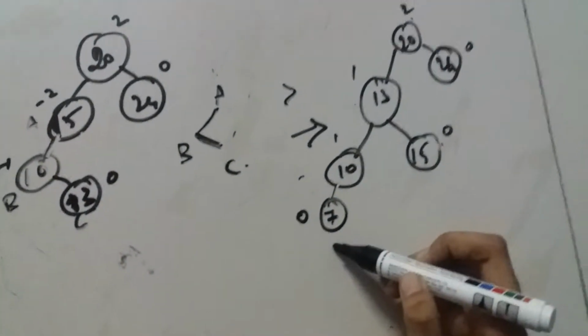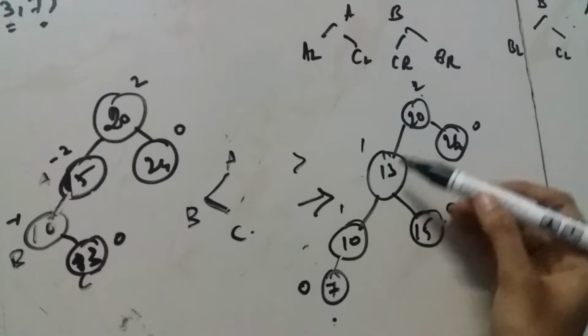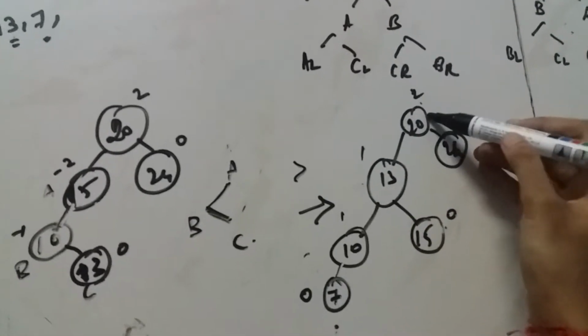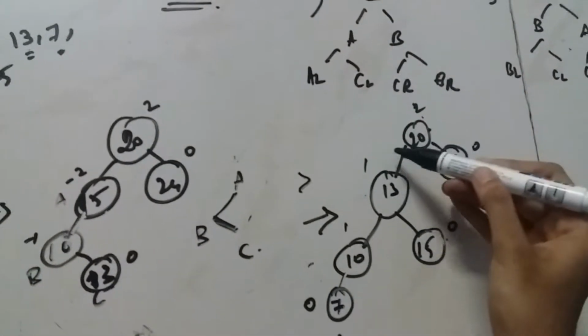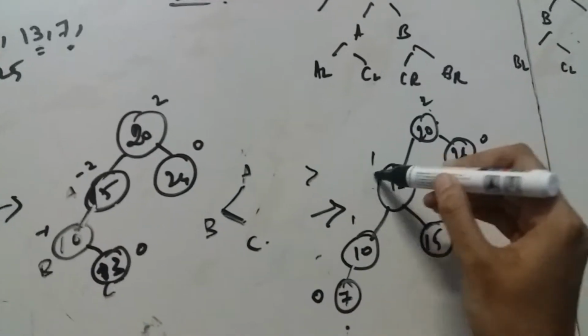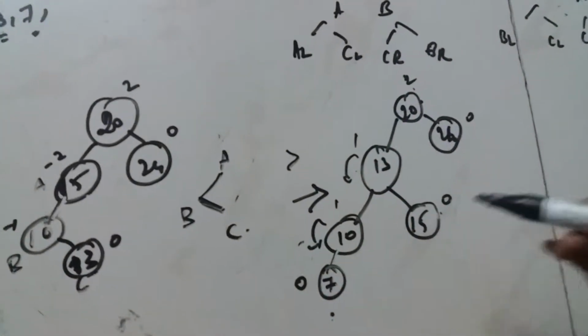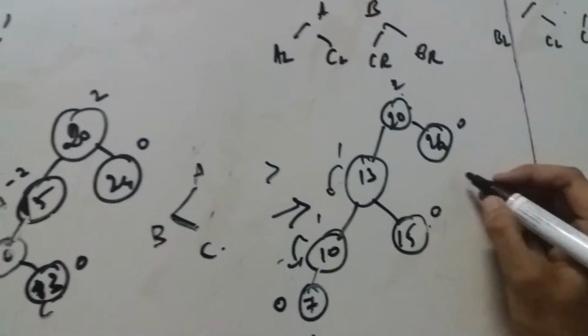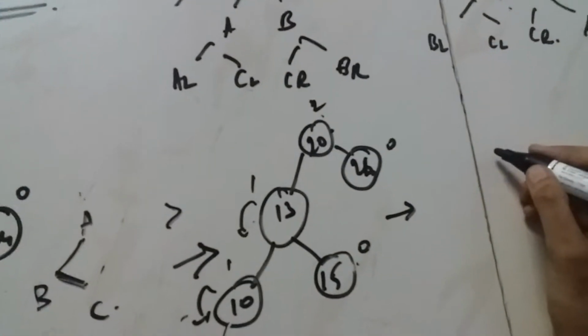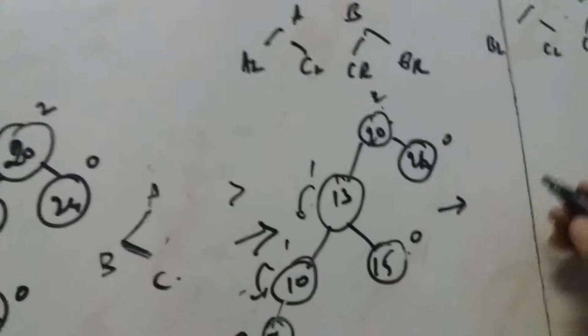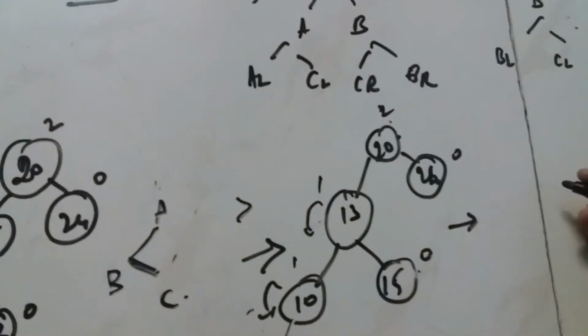After inserting 7, for this imbalance node, 7 is inserted as left of left subtree. If it is left of left subtree, the rotation will obviously be right. So here you need to apply the single rotation. The resultant tree will be, so 20 will come to the right.